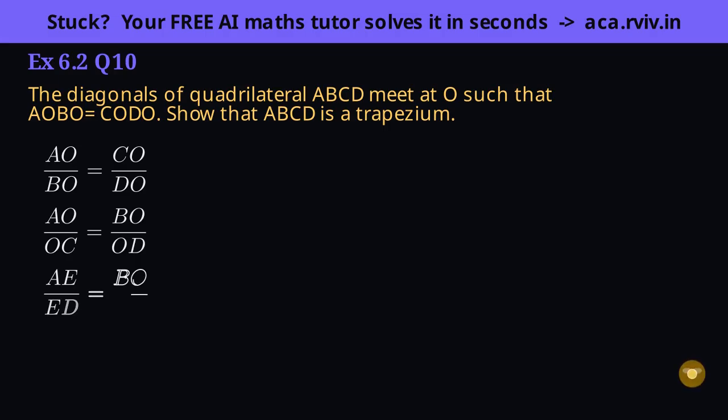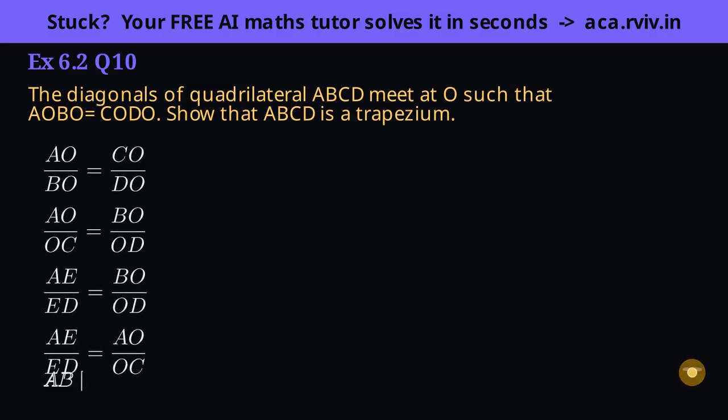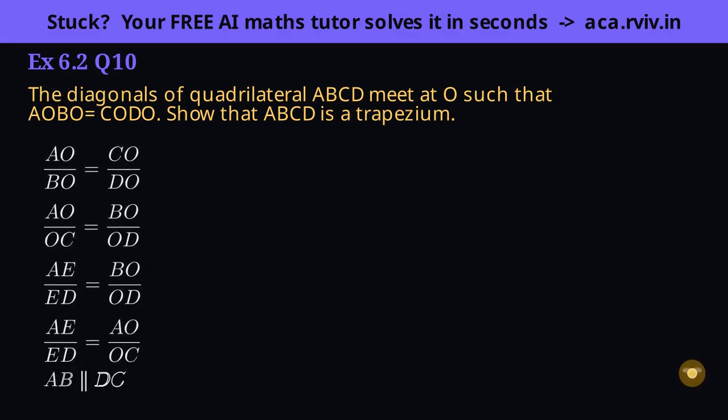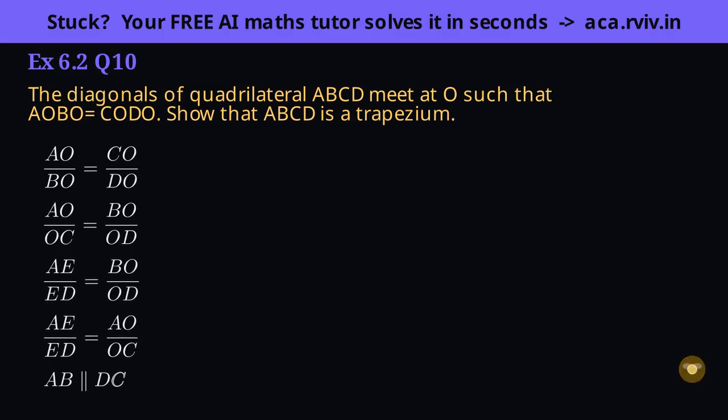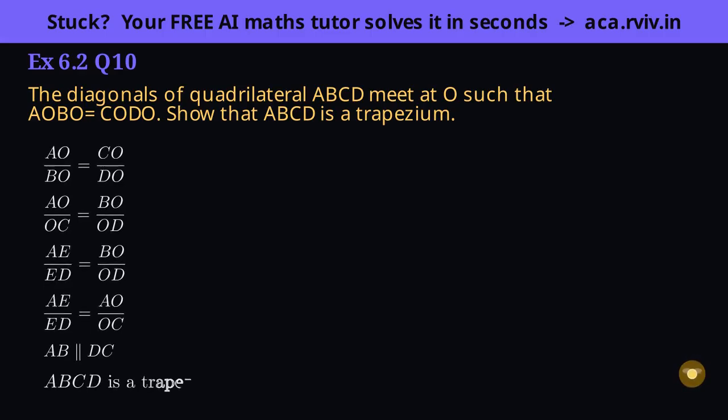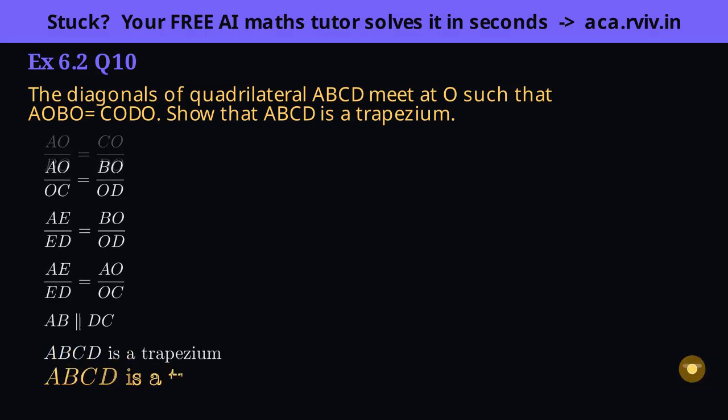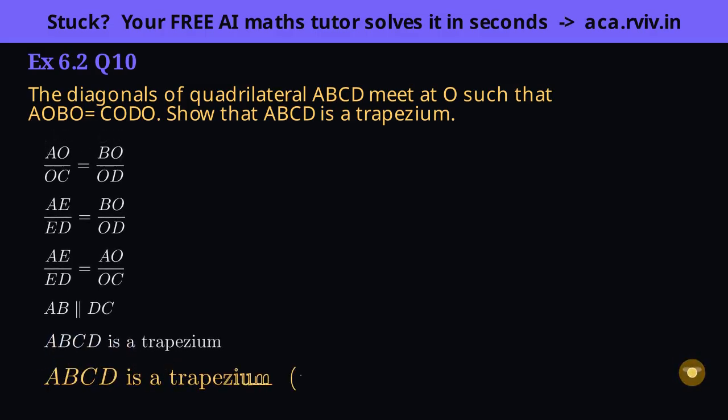In triangle ABD, this gives AE over ED equals BO over OD. Comparing with the given ratio, AE over ED also equals AO over OC. In triangle ADC, that equal ratio forces OE parallel to DC, so AB is parallel to DC. One pair of parallel sides is the definition of a trapezium. Insight: show it's a trapezium means produce one pair of parallel sides, and the converse of Thales does exactly that.